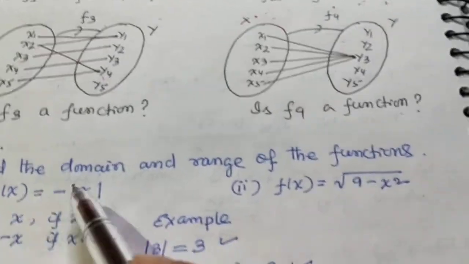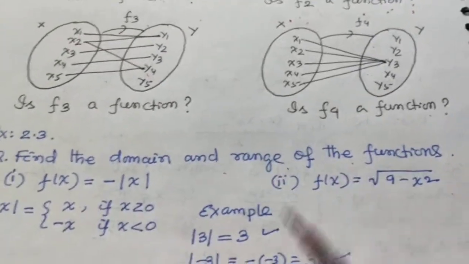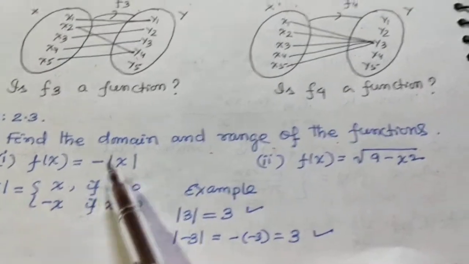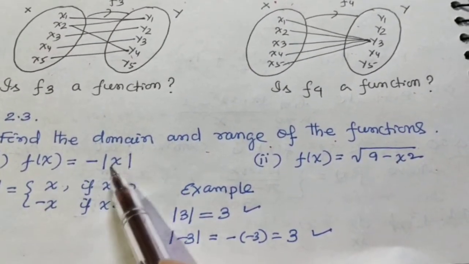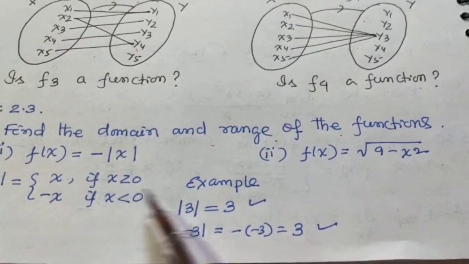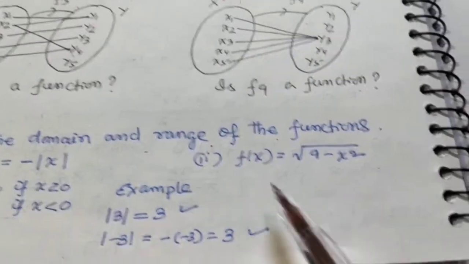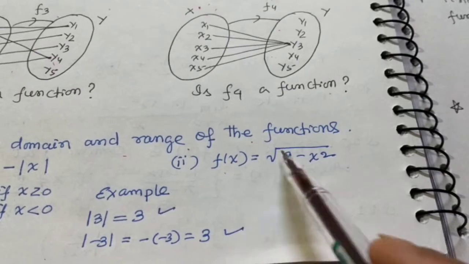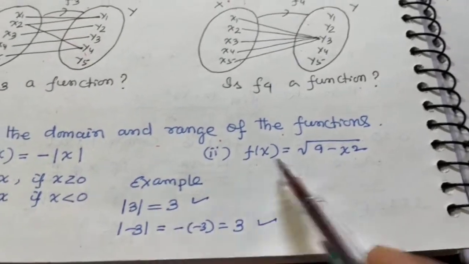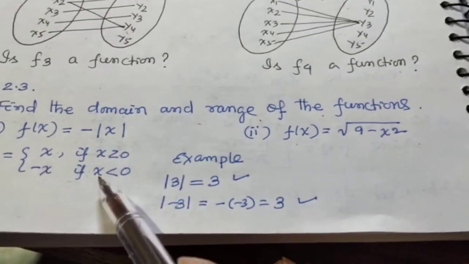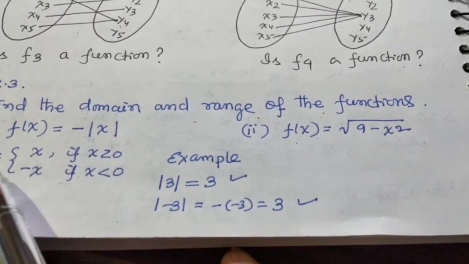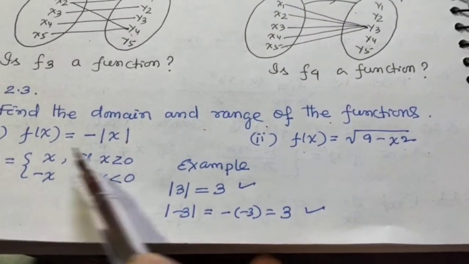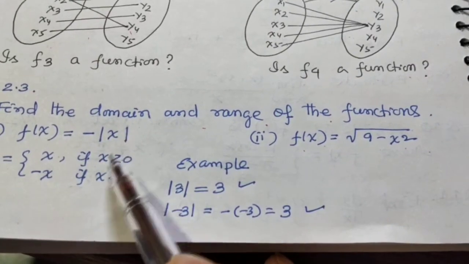Okay? So we will take some special examples here to find the domain and range of the functions. Suppose f(x) is the modulus function. I will explain now what the modulus function is. And another question is f(x) is the square root of 9 minus x squared. Both are real valued functions, real number functions. Okay. Modulus x is a function. Modulus x is x for all x greater than or equal to 0.